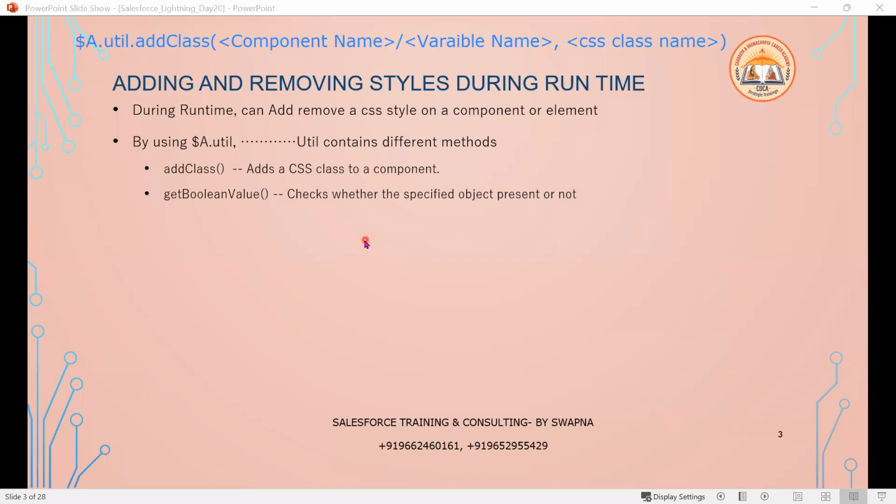The second one is getBooleanValue. It also takes a parameter and checks whether the specified object, or that particular component, is present or not. There is another method called hasClass. This is going to check whether the component has the specified CSS class.